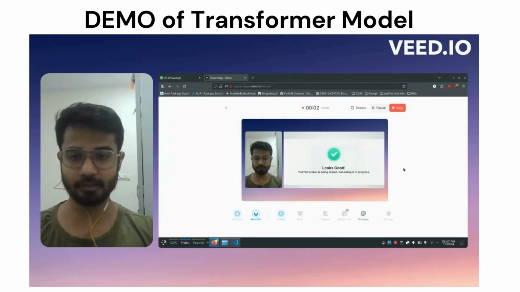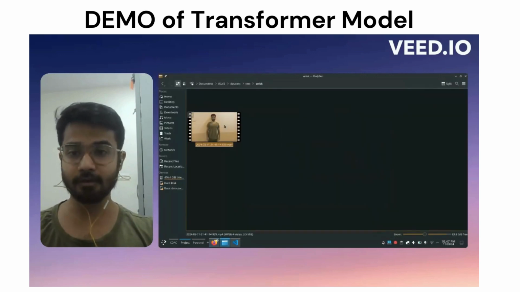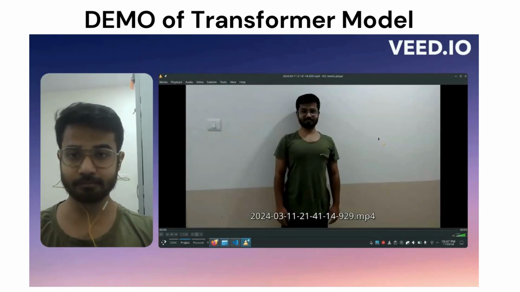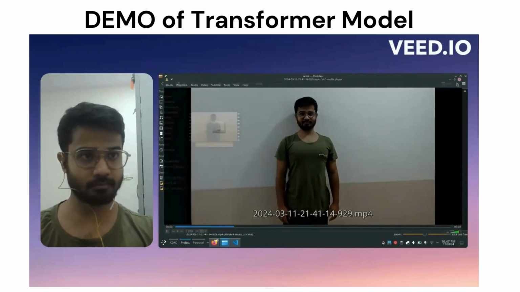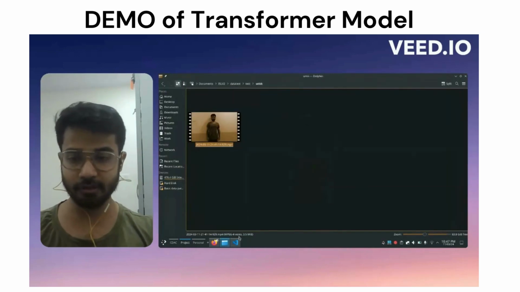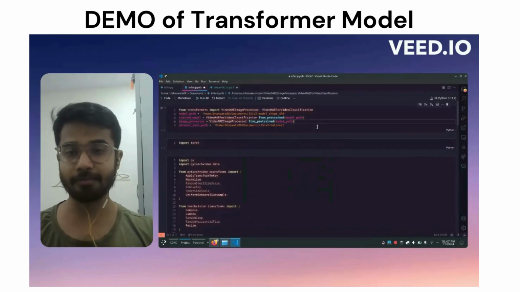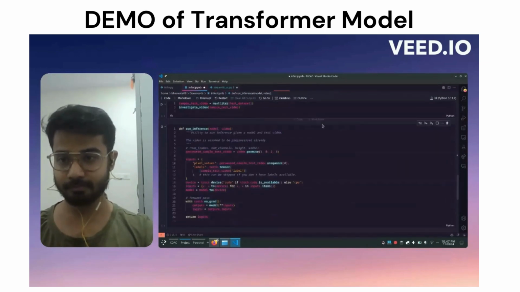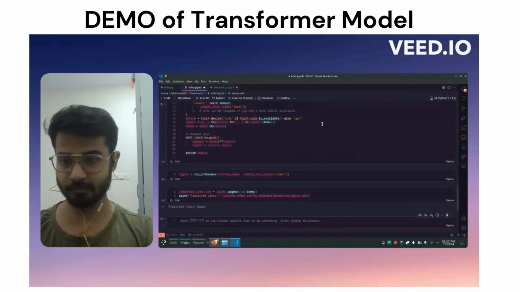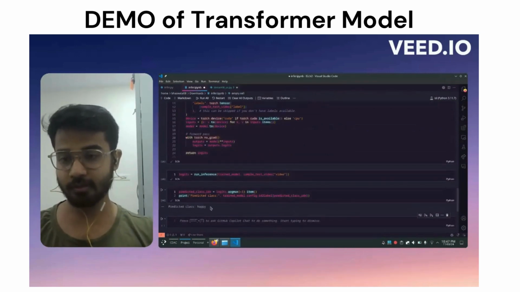So good evening. So today I'll be giving you a demo for the model that we have built. So let us take a look at the data. The given video here denotes the ISL sign for happy. So let us see the output. As you can see, the model predicts the class correctly as happy.